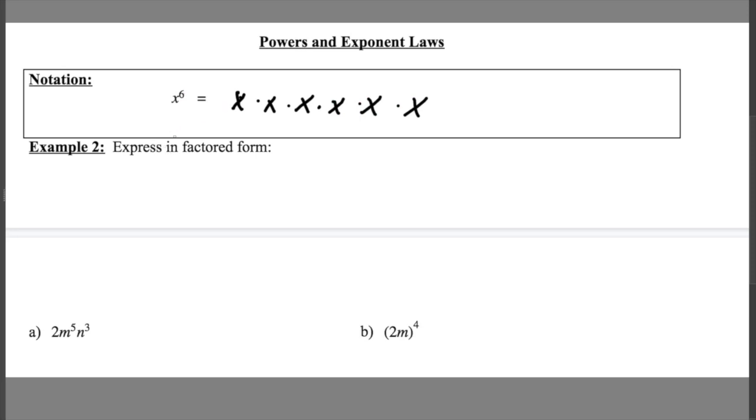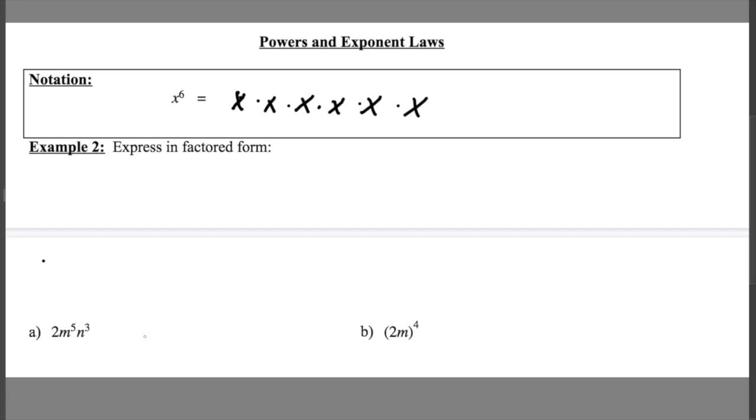Again, for factored form, the x is the base, 6 is the power. So this would be example 2 when it's asking for the expression in factor form. I wrote the expression in factor form and in the notation.